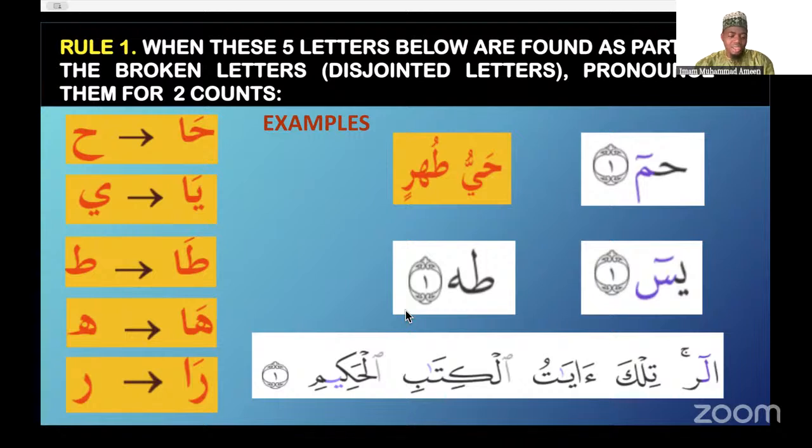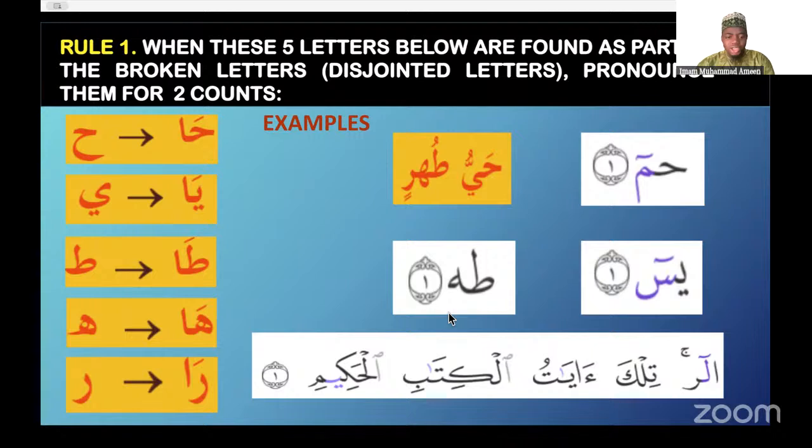So they get elongated as a mad. It's a form of mad al-tabi'i. So the mad of disjointed letters, the mad of Huruf al-Muqatta'a. And here now we see Hayyu Tuhrin. That's the acronym the scholars of Tajweed give those 5 letters. So anytime you see a Ha or a Ya or a Ta, a Ha or a Ra as part of a combination of Huruf al-Muqatta'a, you pronounce them for 2 counts.